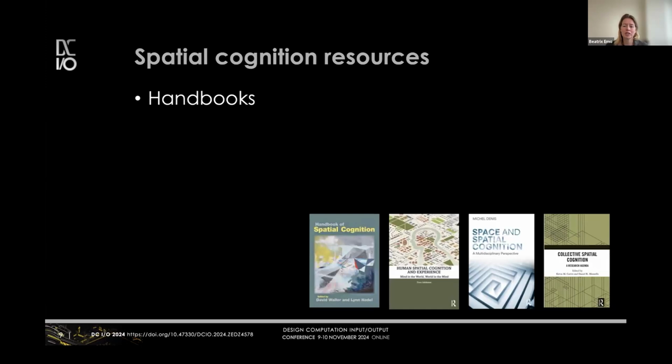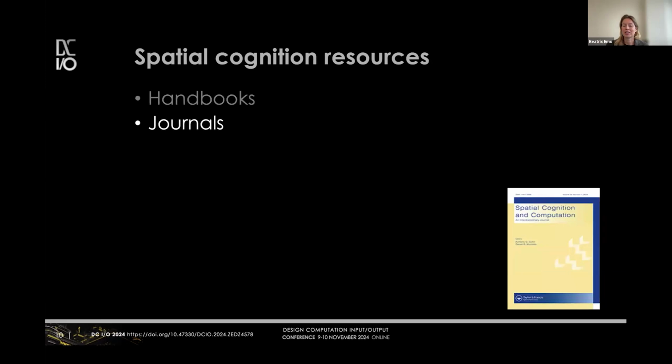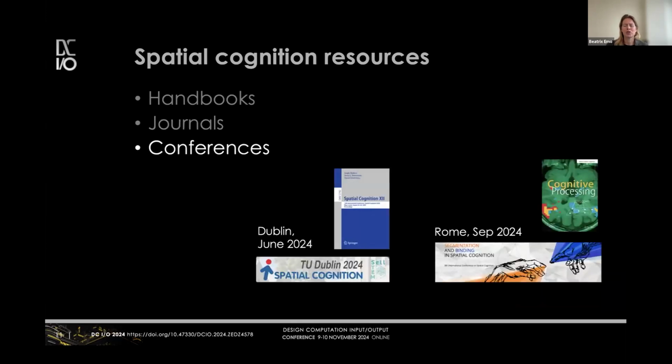And there are several resources that people might want to turn to, such as these handbooks. There are several journals where spatial cognition fits, in particular this one that has spatial cognition in the title. There are two main conferences that really target spatial cognition itself, although spatial cognition is also a part of many other conferences. So for example, the one that was held in Dublin this year came out of a collaboration between German and American researchers, and the one that was held in Rome is mainly Italian researchers organizing that.